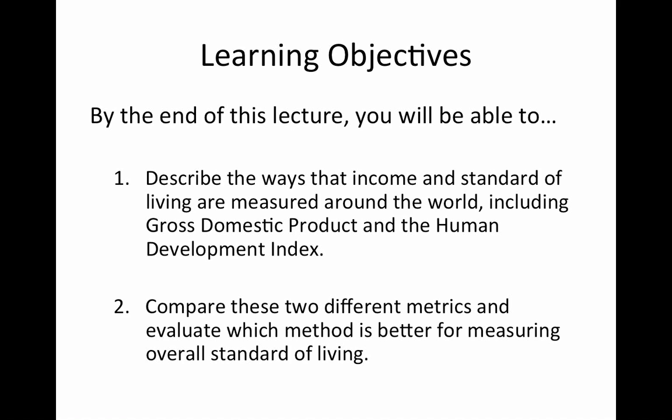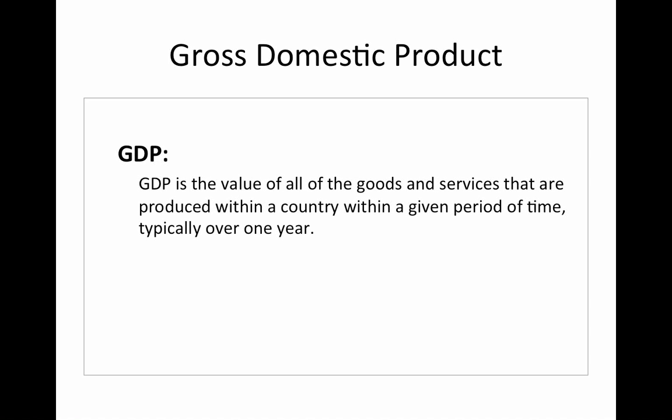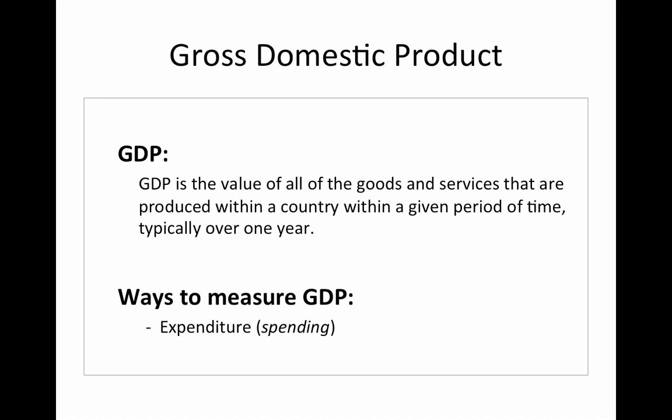So let's get started. The first concept that we will discuss is gross domestic product, or GDP. GDP is the value of all the goods and services that are produced within a country within a given period of time, typically over 1 year. There are a few ways to measure GDP. I want to highlight two of them: expenditure, or spending, and income.